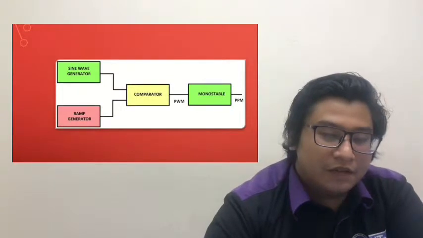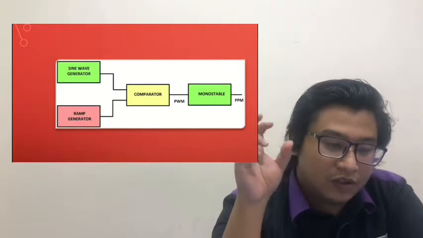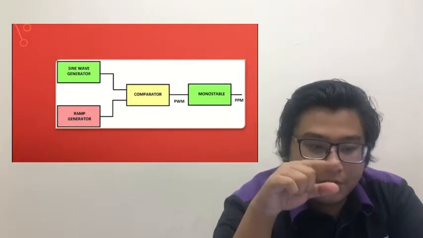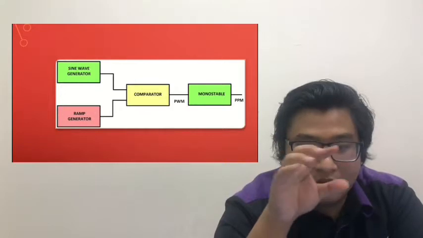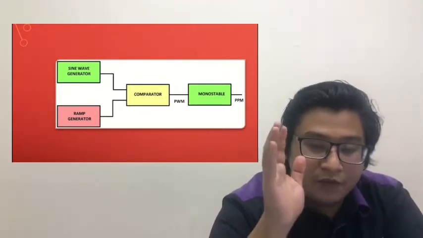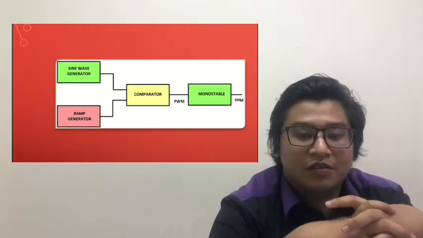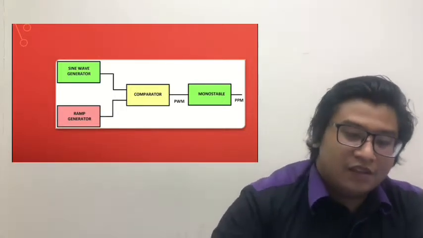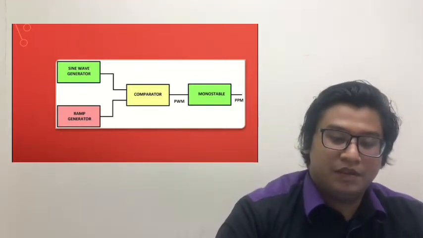So it has a sine wave generator and a ramp generator. We go to the comparator. For the comparator, the output is PWM. The PWM then enters the monostable, which will give the output of PPM. It is easily generated from a PWM waveform which has been modulated according to the input signal waveform. It generates a small pulse of constant width at the end of the duty time of each and every PWM pulse.